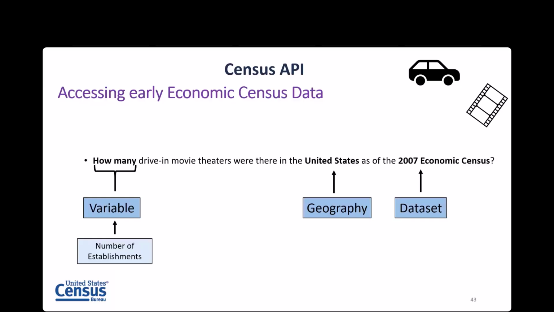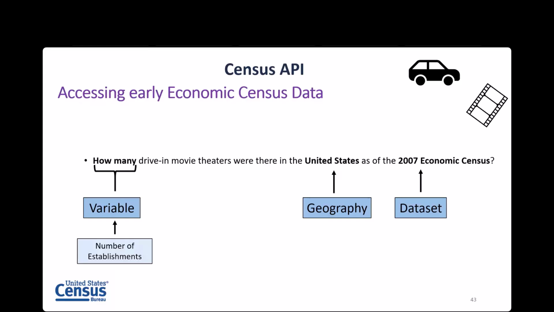So breaking down each part of this, again, we have a variable we're looking for. I left it a little ambiguous here, just saying how many was our variable. How many drive-in movie theaters is really what we're looking for. And what we're going to use there is the number of establishments. The geography, we're going to keep it simple and just look at the entire United States. And then our data set was the 2007 economic census.